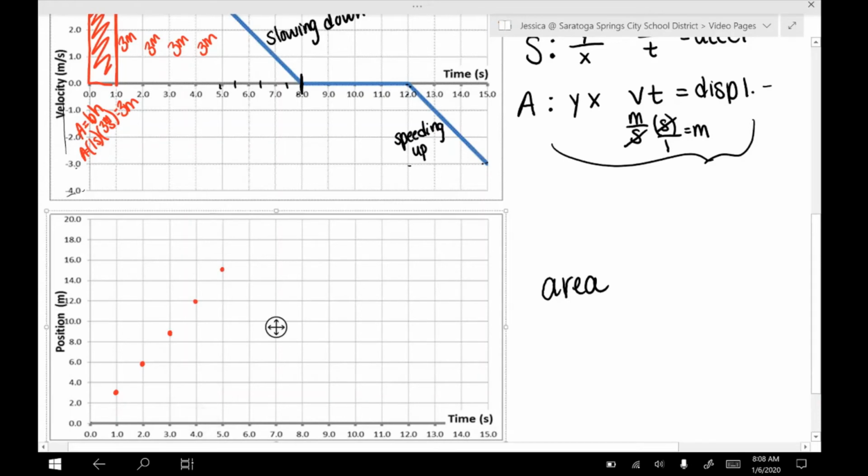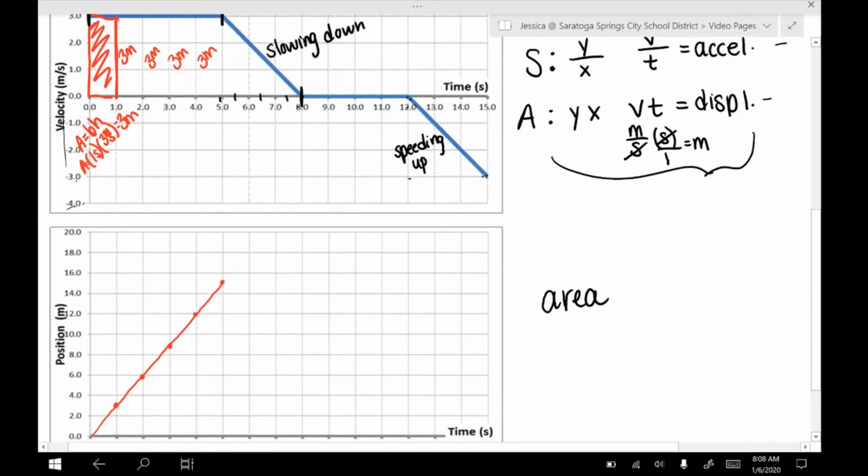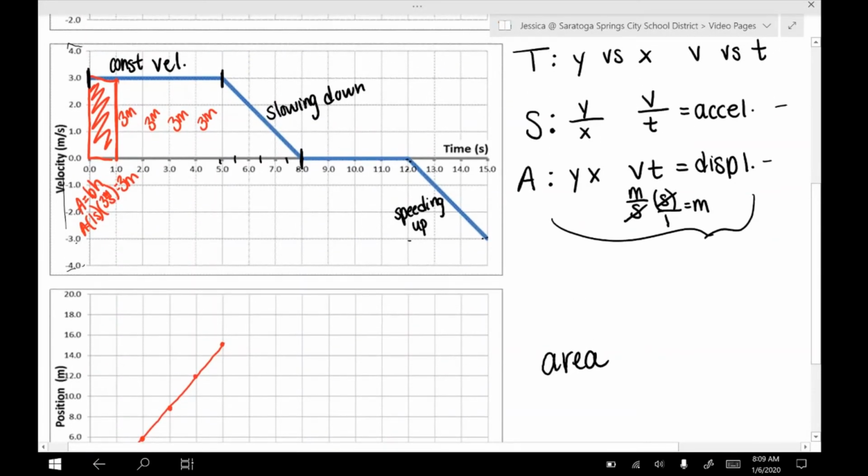Okay. Notice how we have a nice line graph for the first 5 seconds. Remember, the slope of a position versus time tells us about the velocity. So if we have a constant slope, which we do from 0 to 5 seconds, that means we're moving at a constant velocity, which we are. Okay. So then we reach this section here with a negative slope. Now, just because we're slowing down doesn't all of a sudden mean we're moving backwards. This object is still going to be moving forwards, okay, just at a slower rate.